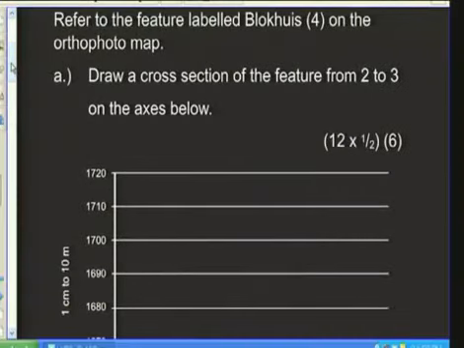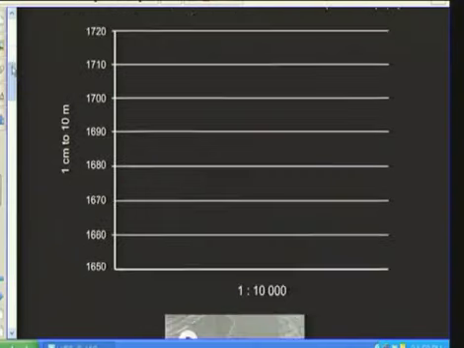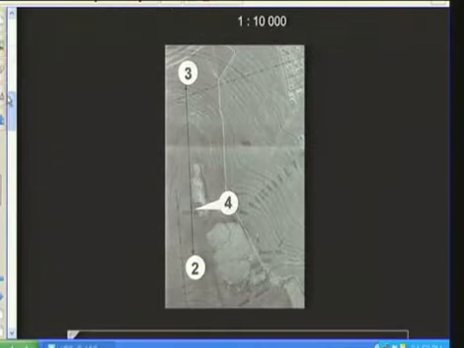So the question asks you to draw a cross-section of the feature from 2 to 3 on the axes below. Let's go down to the map again and take a look at our feature. They've marked off 2 and 3 for us. They've put in a line in between to indicate where they want the cross-section. And don't forget, a cross-section is a profile. It's a side view of this particular feature.